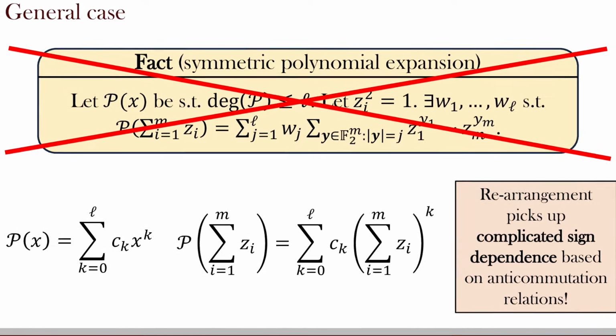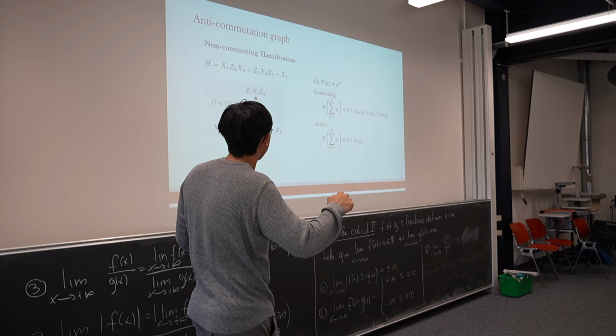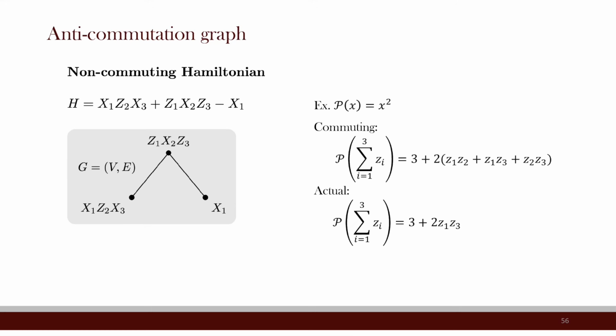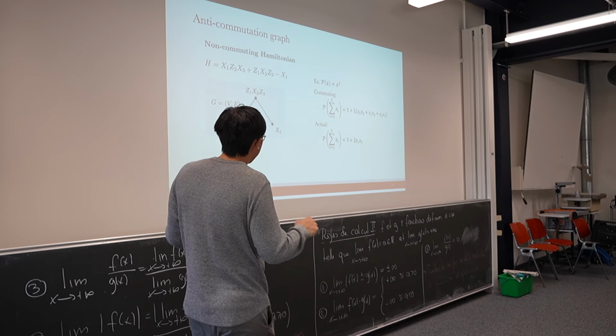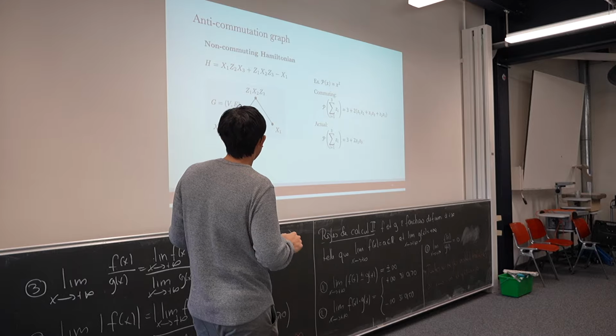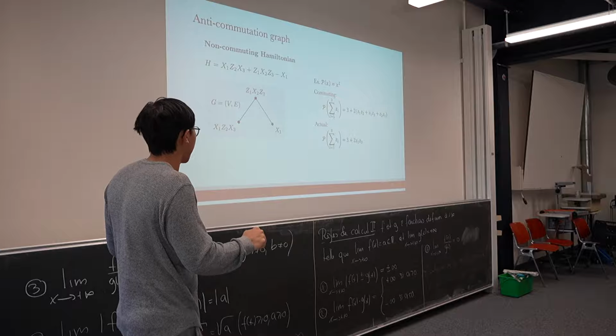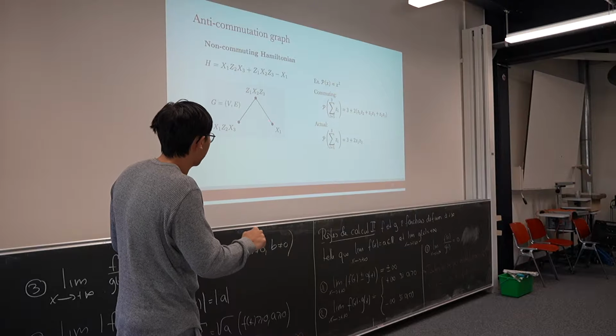So let's think about this Hamiltonian here. It's XZX plus ZXZ minus X. There's a nice representation of this called the anti-commutation graph. Here we just draw a graph. The nodes are each of the terms, and you connect nodes if they don't commute. So here we have some non-trivial commutation relations, right? Like the XZX does not commute with ZXZ, and ZXZ doesn't commute with X. But X does commute with XZX.